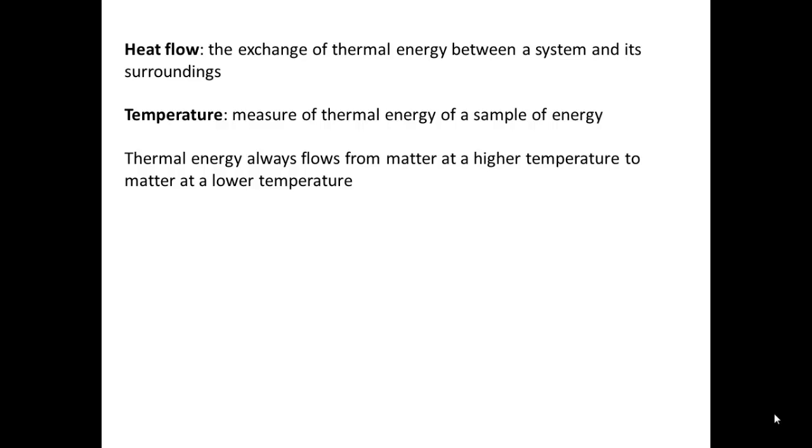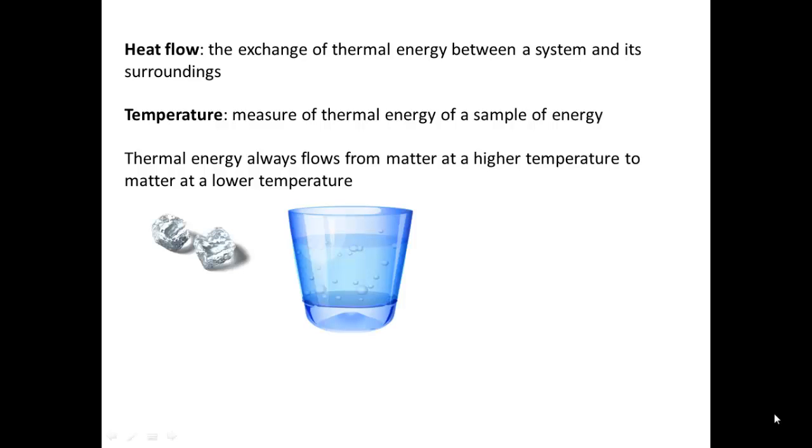When we have heat flow, we always have thermal energy flowing from matter at a higher temperature to matter at a lower temperature. So if we were to take an example of adding ice to a glass of water, the ice is at a lower temperature. This means that its thermal energy is much lower than that of the water. So we have the energy, the heat, flowing from the warmer body of matter, which is the water, into the ice, which is the body of matter with the lower energy level or the lower temperature. So we have heat flowing from the warmer water to the colder ice.